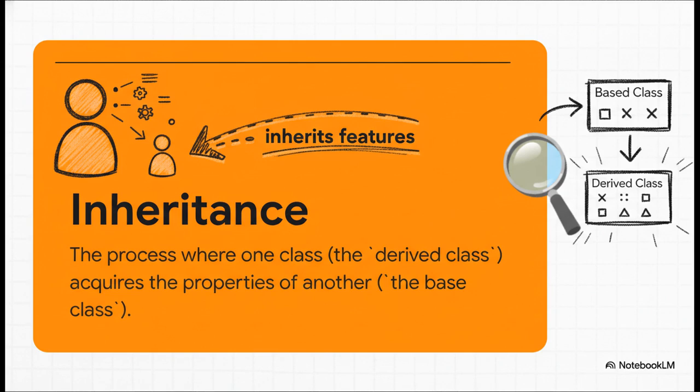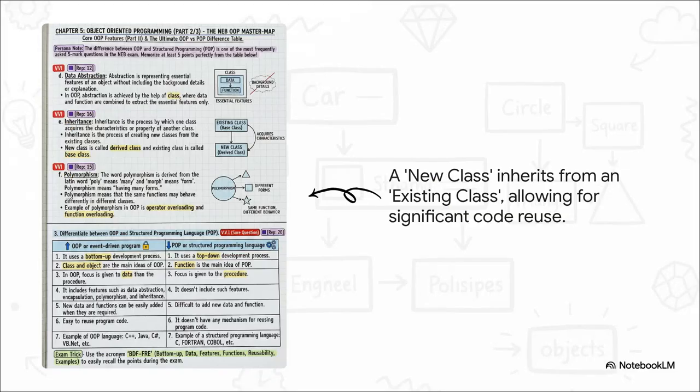So, for example, you could have a premium user class that inherits everything from a basic user class and then just add a couple of new special features. So let's see how this actually works. In this diagram, the new class is the child, or what we call the derived class. It automatically gets everything from the existing class, which is the parent, or base class.